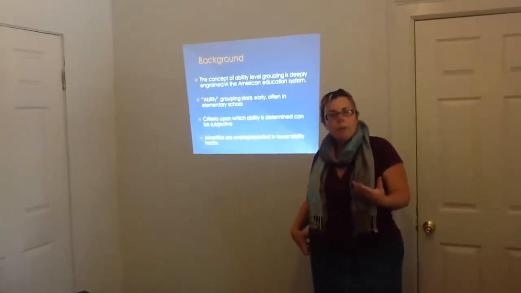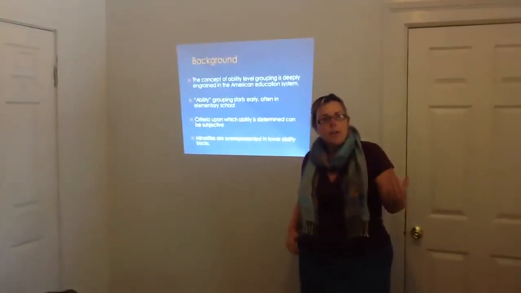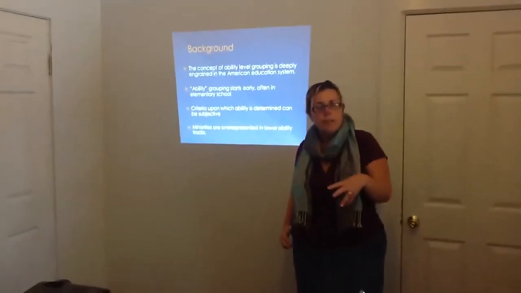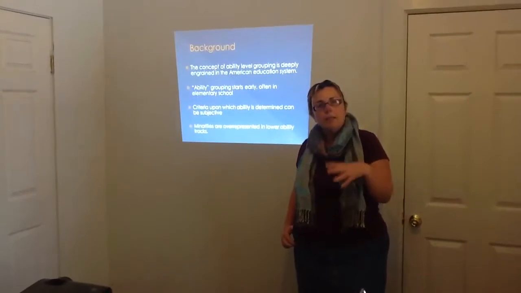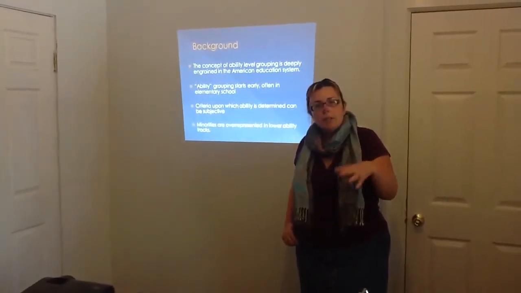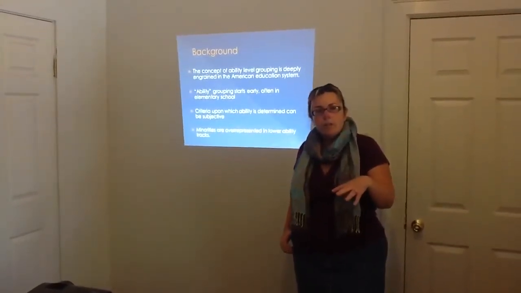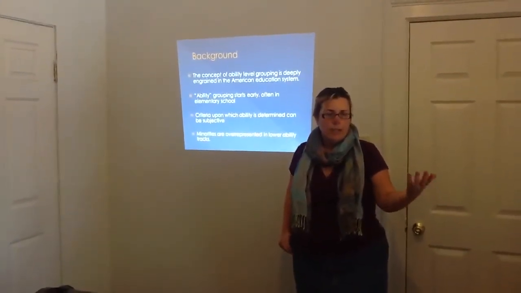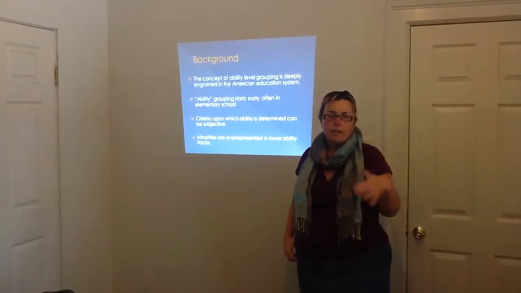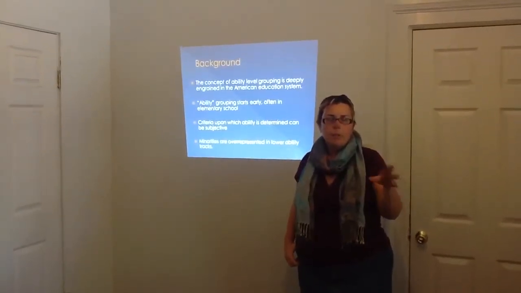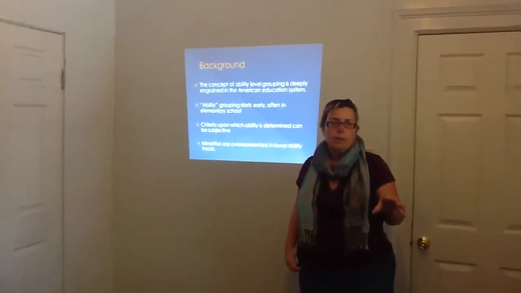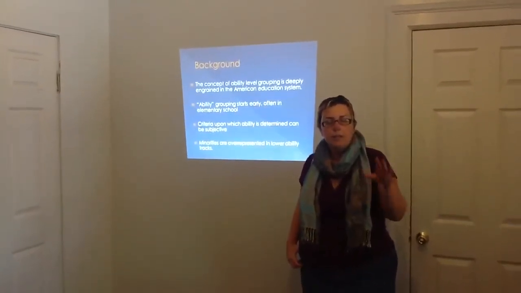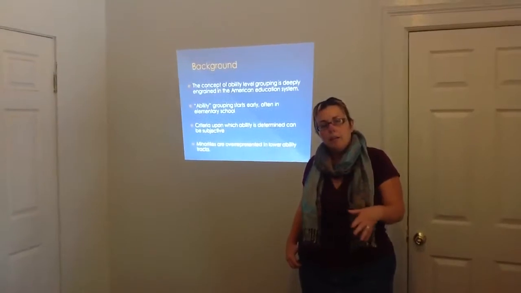Background on tracking is that tracking was developed in the early 1900s, and it came about because of the influx of multicultural immigrants to the American school system. So what happened was the original idea of a democratic, educated populace kind of went by the wayside a little bit when people felt like there were too many people from other places coming in. So tracking was kind of adopted.